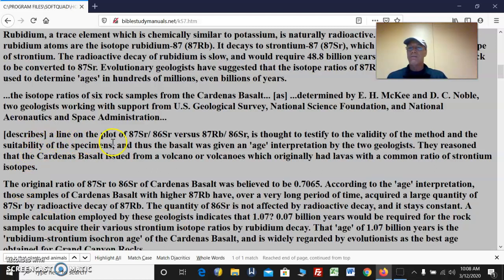He describes a line in the plot of this rubidium-87 strontium-86 versus strontium-87 strontium-86, which is thought to testify to the validity of the method and the suitability of the specimens, and thus the basalt was given an age interpretation by the two geologists. They reasoned that the Cardenas basalt issued from a volcano or volcanoes, which originally had lavas with a common ratio of strontium isotopes.